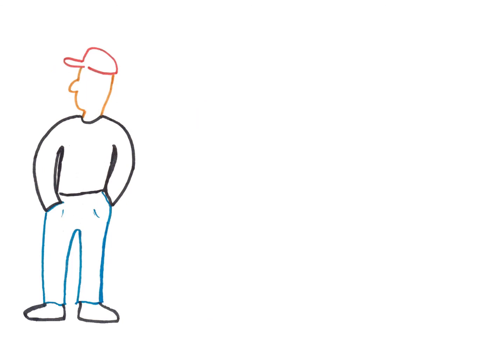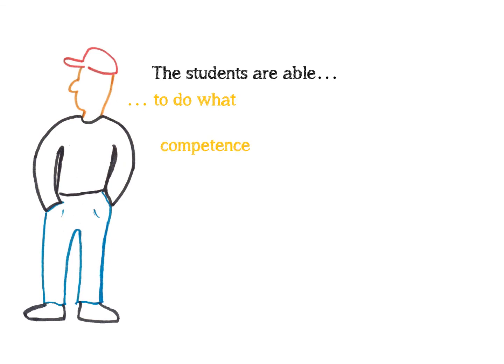So, how do we formulate a well-defined learning outcome? Usually you need several things to make a good learning outcome. Let's start with an introduction like: the students are able. They are able to do what? And then you have to mention several things. So the first thing is what I already said. They are able to do what? So this is a description of the competence, the level of competence they should achieve.